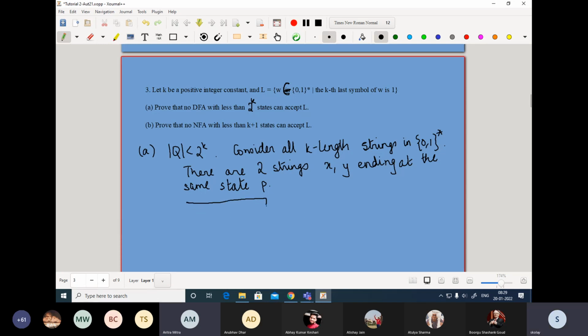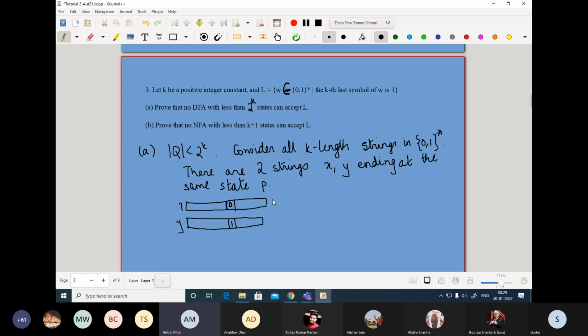But the strings can differ in more than one place, as they were in the same final state. Which one are you considering? The first place from the right, where x and y are differing. Without loss of generality, I am assuming that x has 0, y has 1.